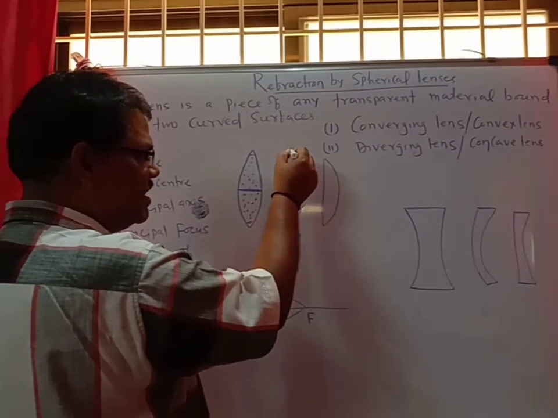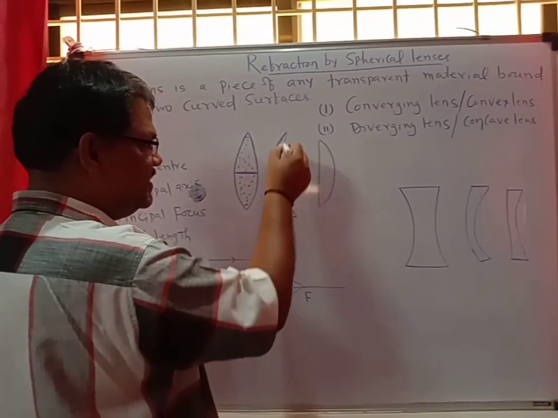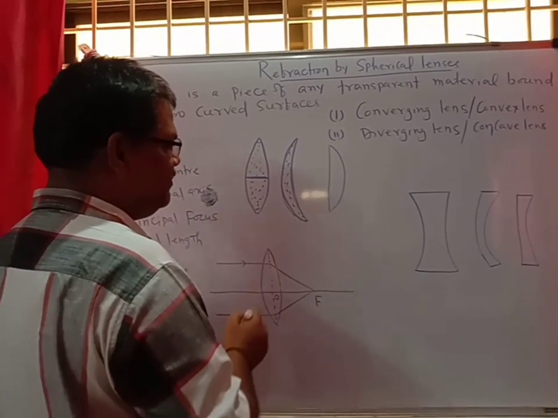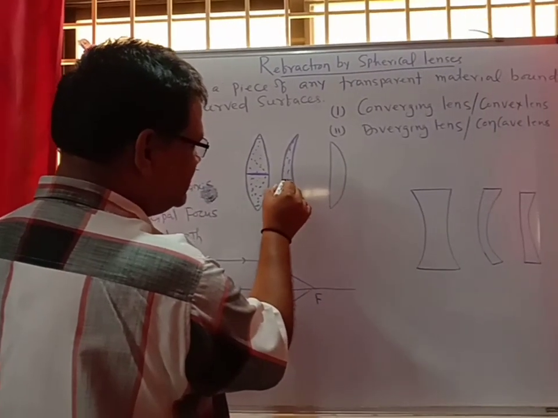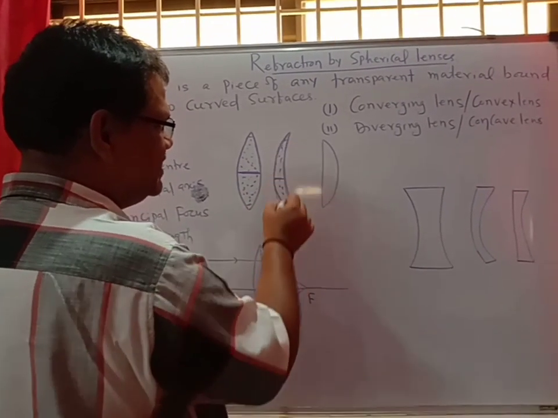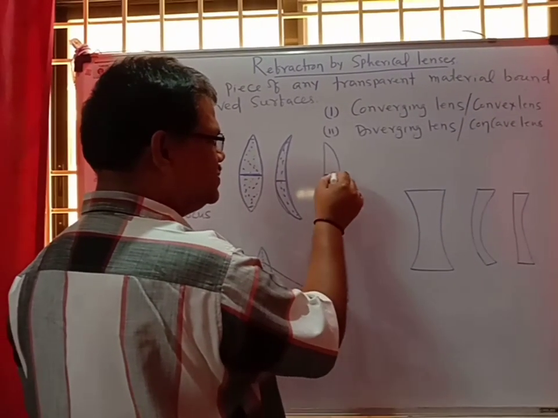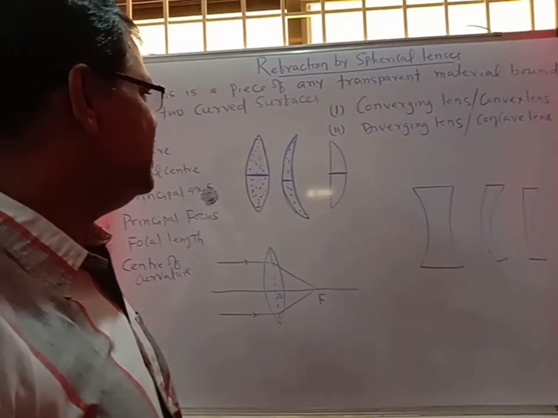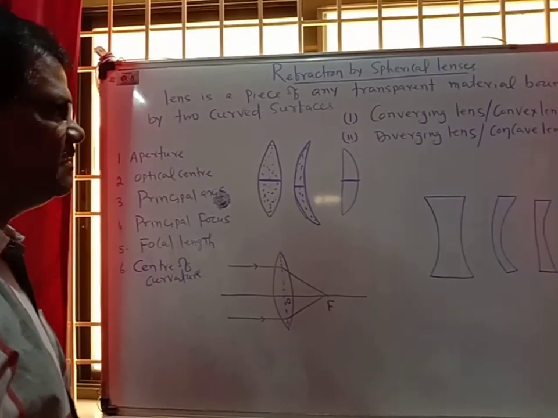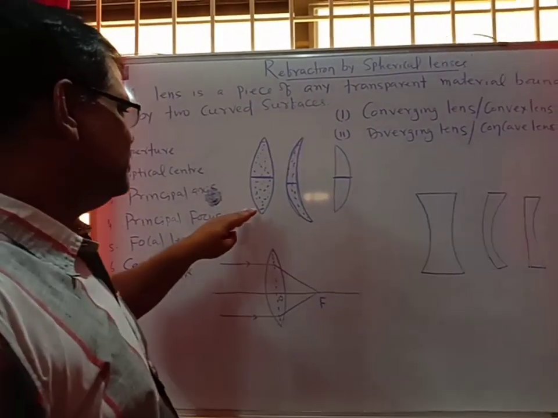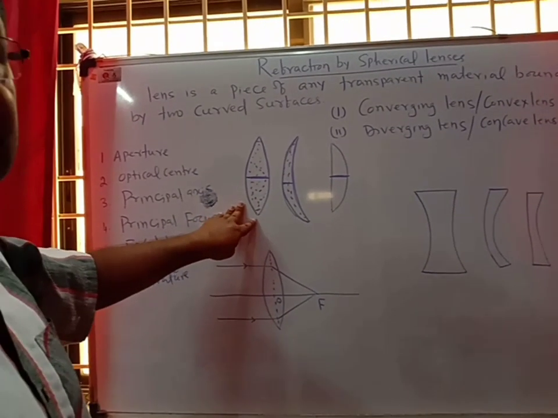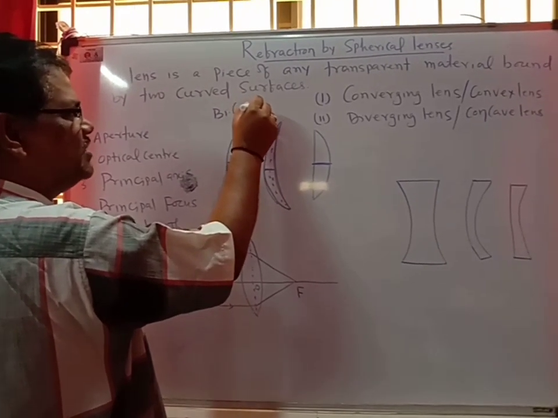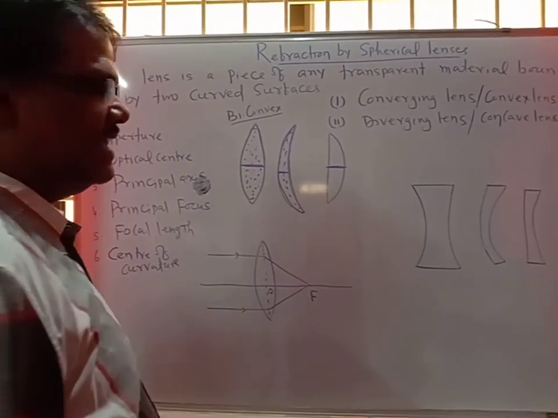This is also one type of spherical surface. This is also a spherical surface. They are enclosing the transparent material, and here also you find the middle thicker than the edge. In this case, the middle portion is also thicker than the edge. So these three are the converging lenses. If we name all these types of lenses, this lens is called the biconvex lens. This is told as the biconvex lens, or the double convex lens.